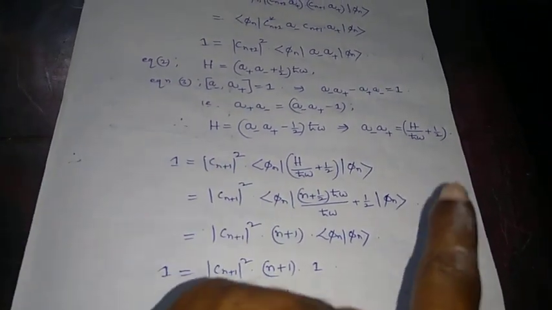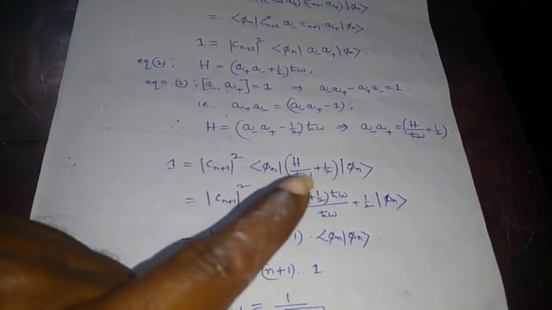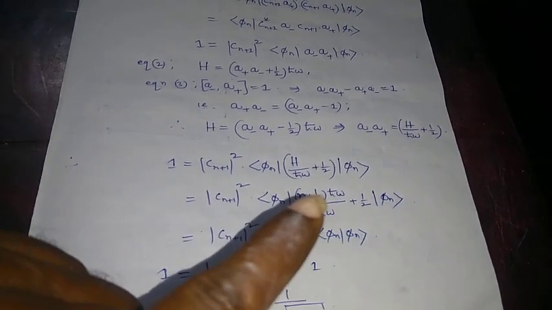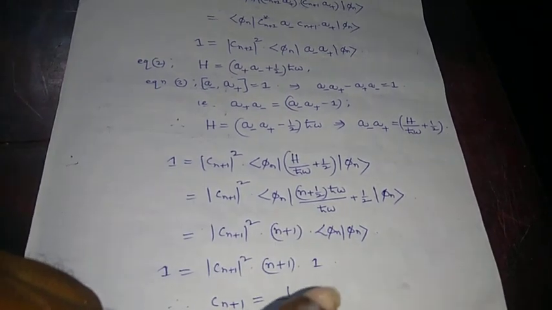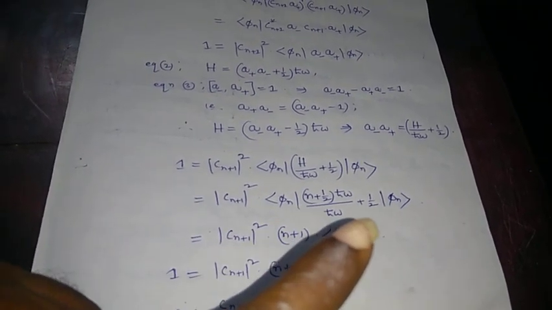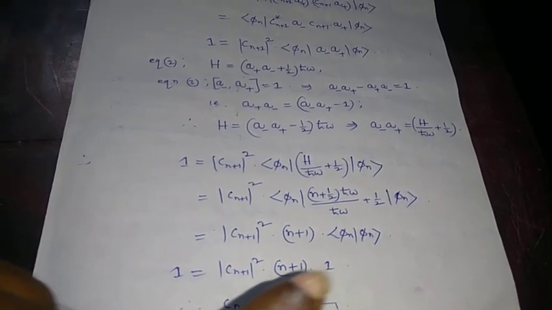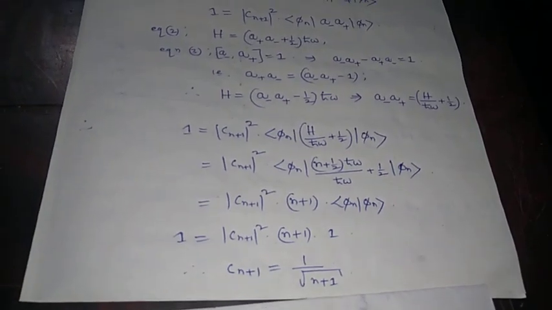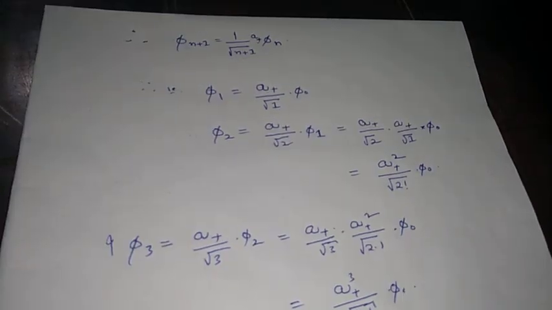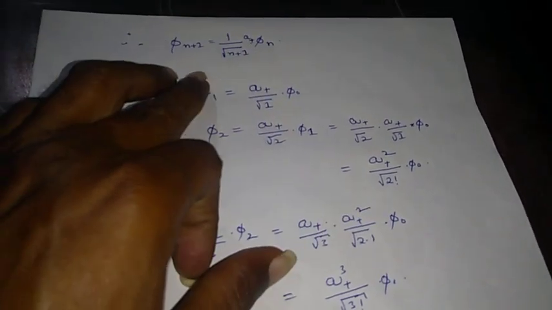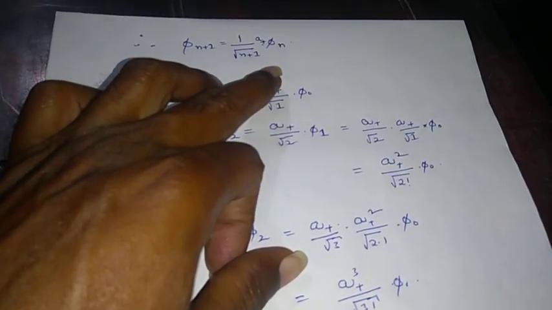So if we substitute the value that we got for A minus into A plus into the above equation here, we can see that H acting on phi n will give you (n plus half) ħω. So ħω will get cancelled here and here, and we get n plus half, and then the phi n with phi n bracket will be 1. So we'll get c sub n plus 1 is equal to the square root of 1 over n plus 1. So we can write that phi sub n plus 1 is equal to 1 over square root of n plus 1 into A plus acting on phi n.